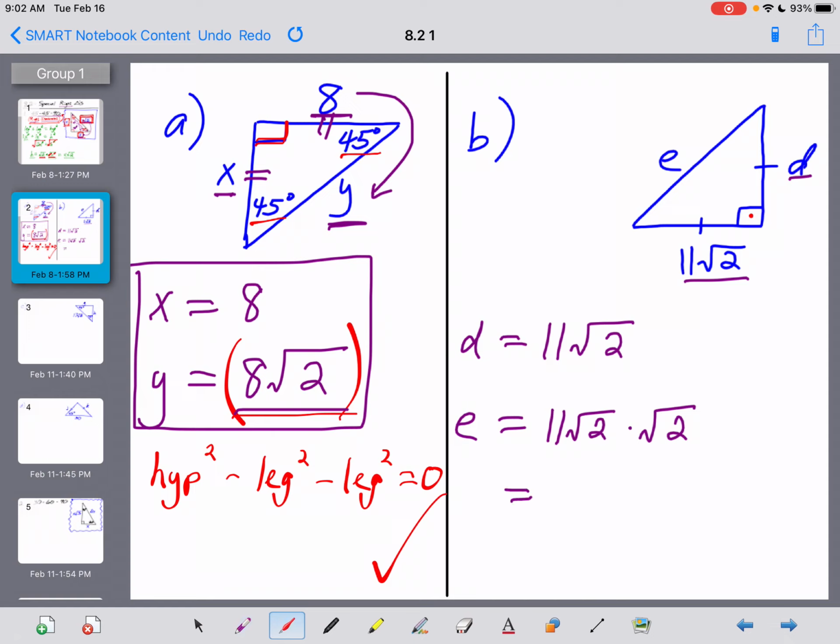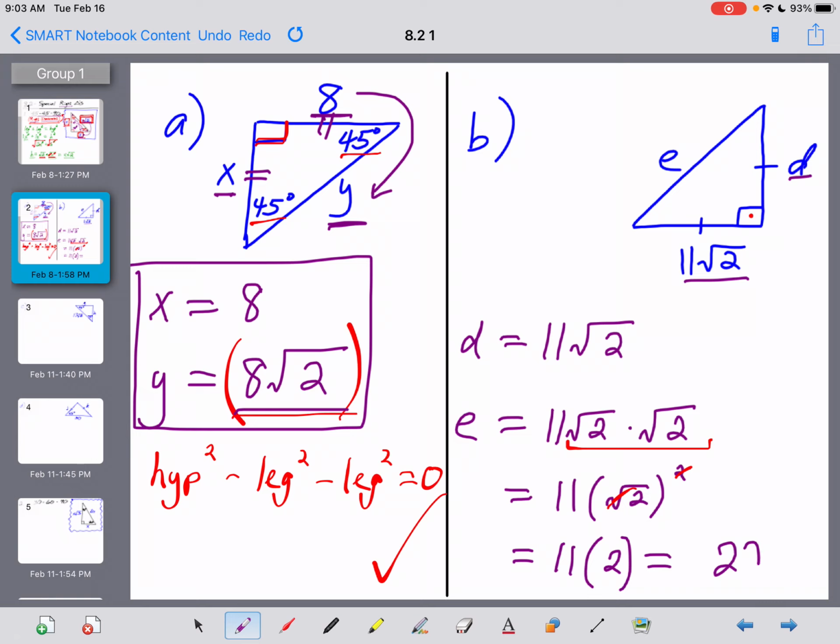What we're doing right here is multiplying the square root of 2 times the square root of 2. So that is 11 multiplied now by the square root of 2 squared. Okay, any number times itself is that number squared. And now I'm hoping you see that the square and the square root on the 2 cancel each other out. So we end up with 11 multiplied by 2, which of course is going to equal 22 for the value of e. All right, so our hypotenuse is 22. We'll put that right here.